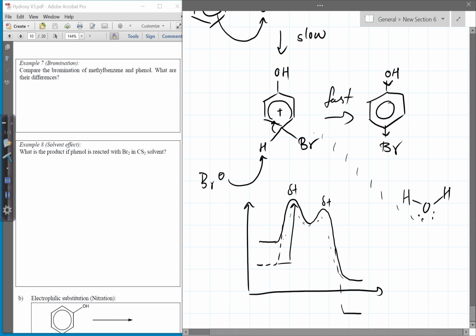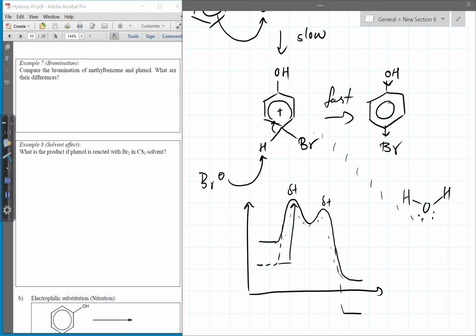If you understand the concept, you can do example A. If I change it to CS2 solvent, what do you think it will become? Will you get the monosubstituted or the trisubstituted?